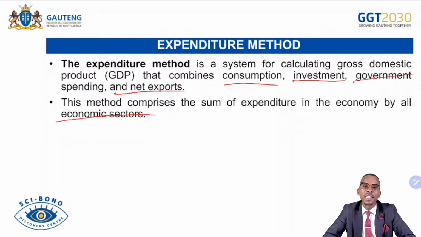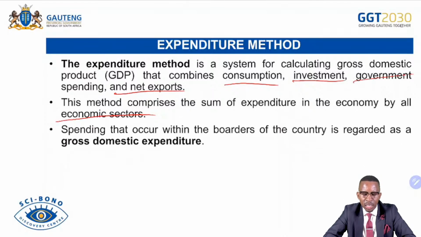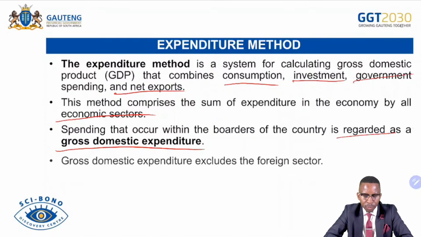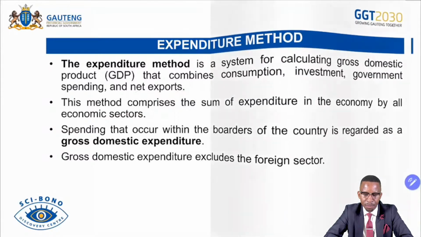So we check the expenditure by each economic sector, which include the household sector, business sector, government sector, as well as the foreign sector. Spending that occurs within the borders of the country is regarded as the gross domestic expenditure. Whenever we spend excluding the foreign sector, whenever there's household spending, business spending, or consumption spending by the household, investment spending by businesses, and government spending, that is known to be the gross domestic expenditure because the expenditure occurs within the boundaries of the country. There is no inclusion of the foreign sector through exports and imports. Gross domestic expenditure excludes the foreign sector.